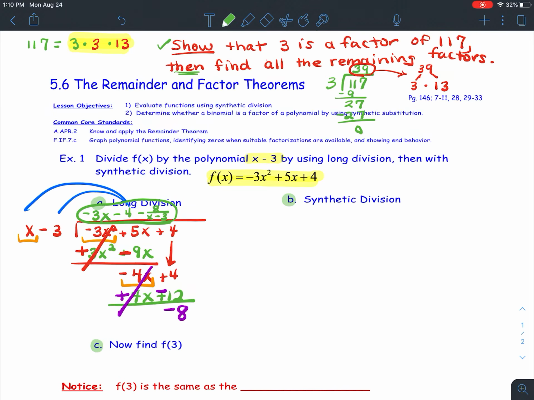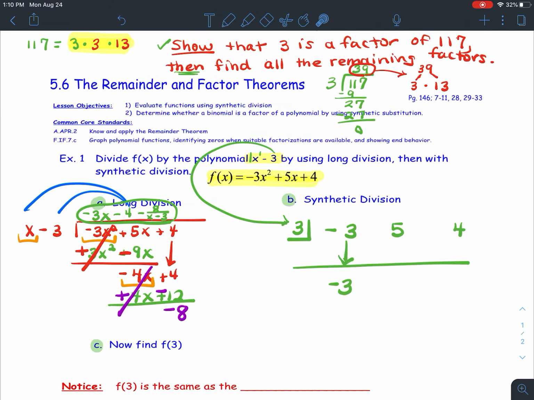We could have done this problem, though, by synthetic division because it meets the criteria that we are dividing by a binomial that is both first degree and has a lead coefficient of 1. So when we do that, we grab the constant that is with the binomial, we flip the sign, okay? Then we're going to write down our coefficients. Doesn't look like we need any placeholders.